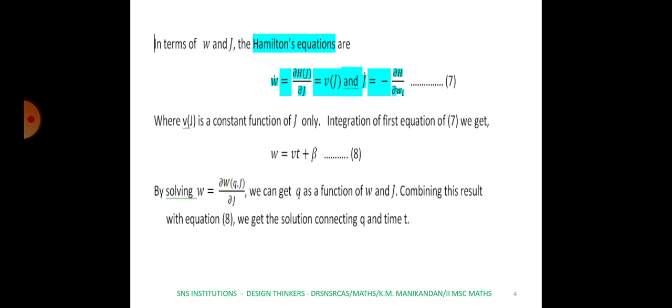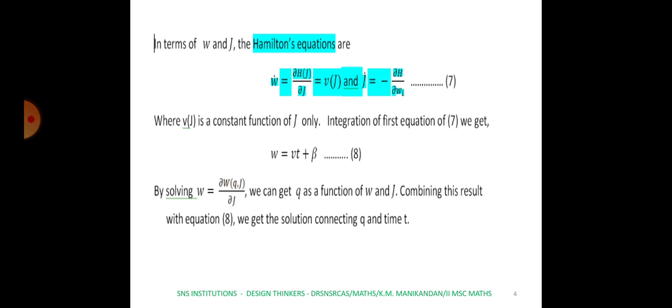So in terms of the characteristic function W and the action variable J, we can write Hamilton's equations as w dot equal to partial H by partial J, which is a function of J, namely call it v of J, and J dot equal to minus partial H by partial w. Here small w is the angle variable and J is the action variable. Here we are writing Hamilton's equations of motion for the angle variable and the action variable.